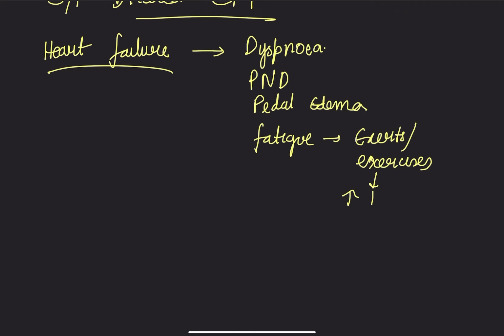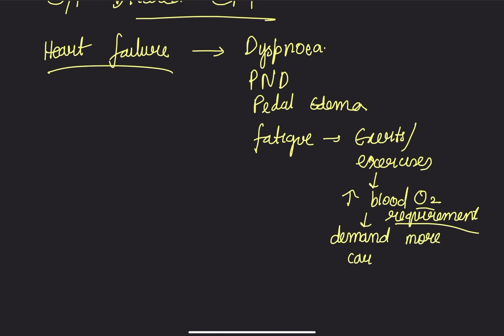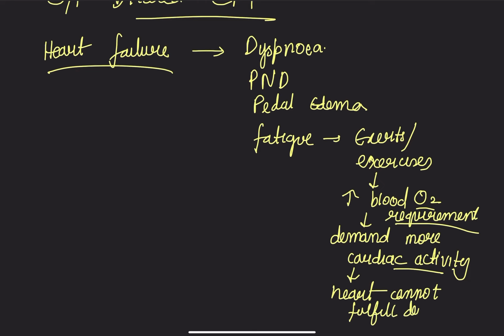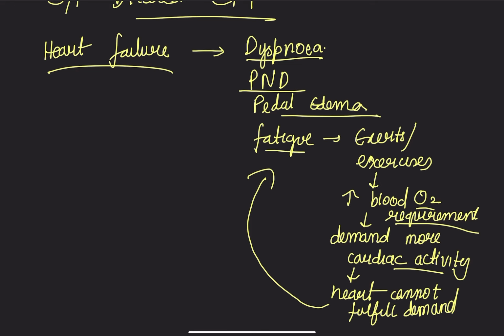Because whenever the person exerts or exercises, there will be more blood requirement, blood oxygen requirement to be specific, and so this will demand more cardiac activity. But since the heart is in failure, it cannot fulfill the demand, as a result of which fatigue occurs. So this is a mechanism of fatigue: dyspnea, PND, pedal edema, and fatigue. So this is one symptom.